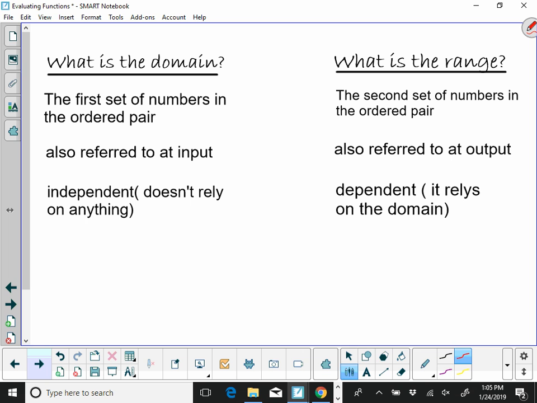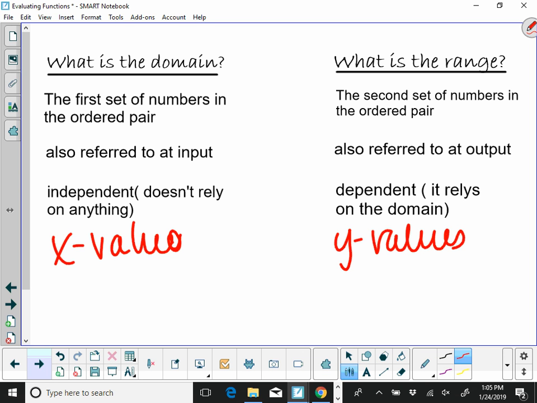Your domain is simply your x values, and then your range would be your y values. So the first set of numbers in the ordered pair, x comes first. X is also your input. X is what you plug into the equation. And then what you get out of that, or your output, is your y.